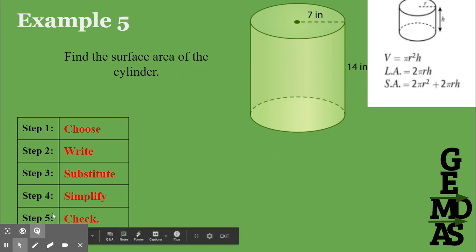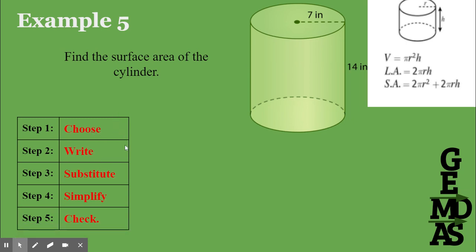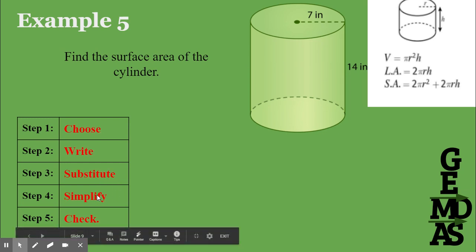And that's the last example. So I hope you get the idea. Choose a formula, write it down, substitute the information you know in parentheses, simplify using the order of operations, and then kind of check your answer to make sure it makes sense.